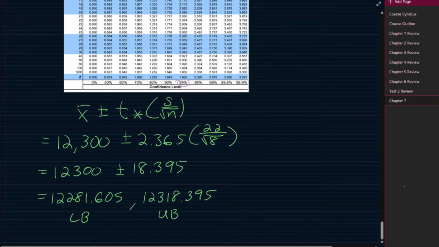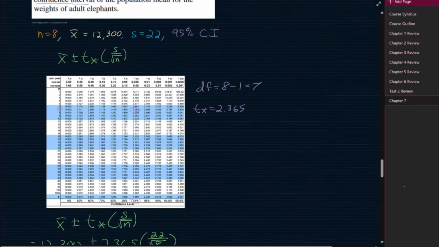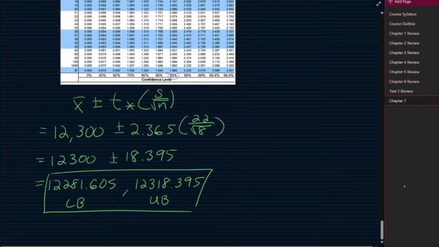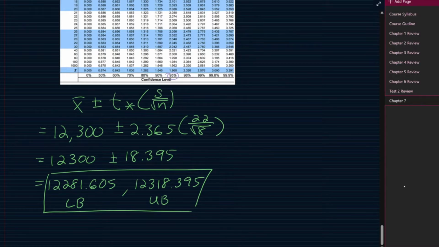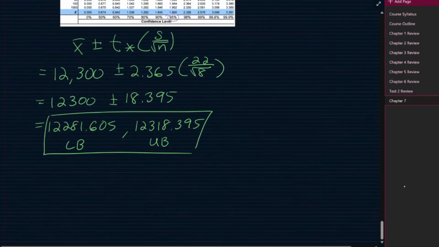And so we would be 95% confident that the true population mean of the weight of an adult elephant is between 12,281 pounds and 12,318 pounds. Okay, and that should conclude this section. Pretty short section. Again, there aren't a lot of formulas in this, and they're very similar to each other, so that's very helpful.